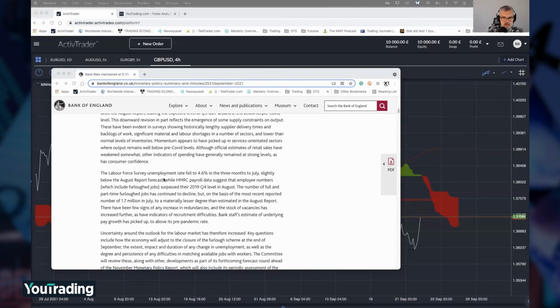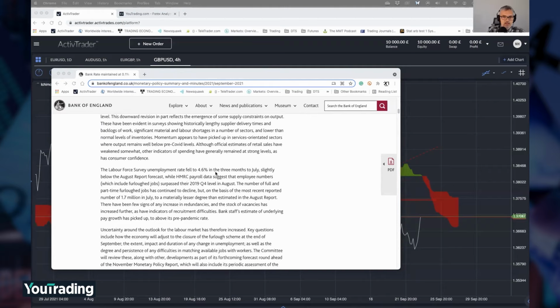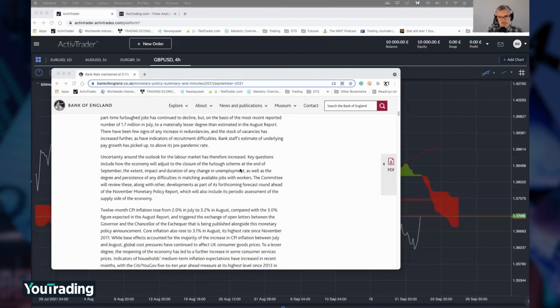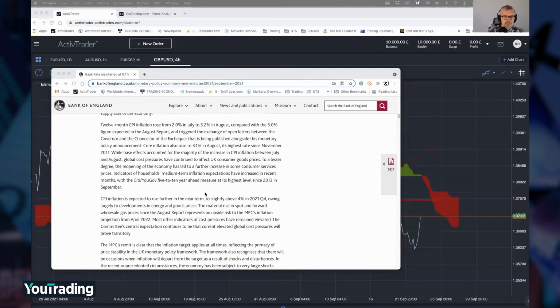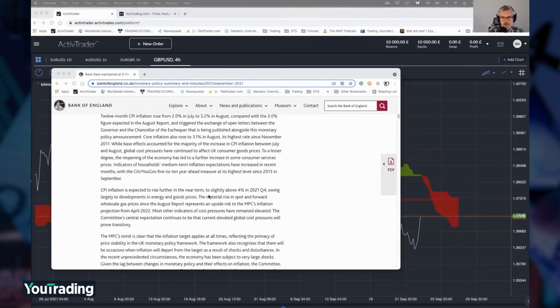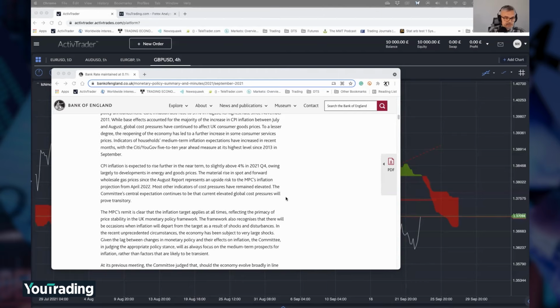And the labour force survey unemployment rate fell to 4.6% in the 3 months to July, slightly below the August report forecast. So employment's moving the right way. 12-month CPI inflation rose from 2% in July to 3.2% in August. So they're actually running a slightly overheated economy at the moment. And I guess that's why so much focus is on the tapering. They want to see that they're going to start reducing the taper, which will then have an effect of giving the short-term interest rates a slight lift. It means that they don't actually have to go into a rate hike cycle.